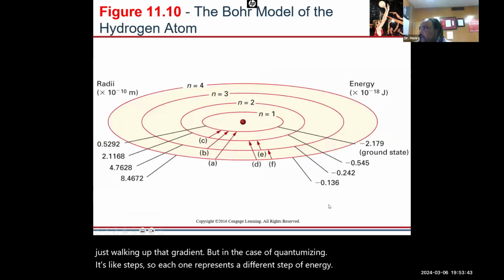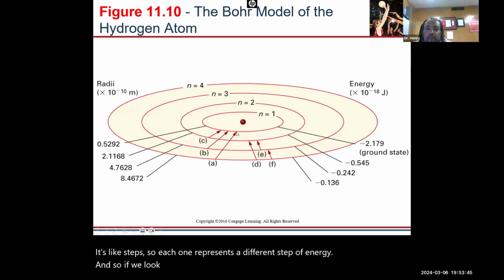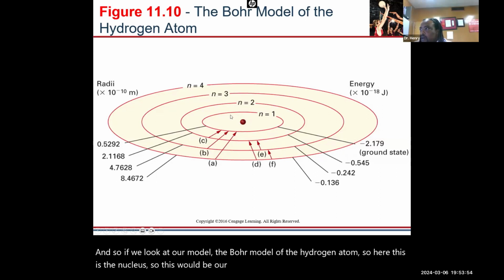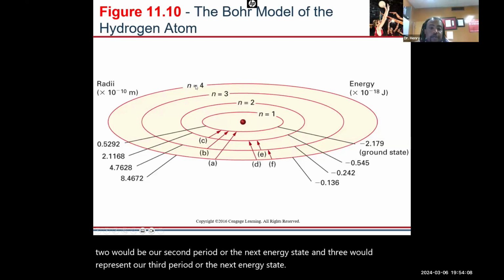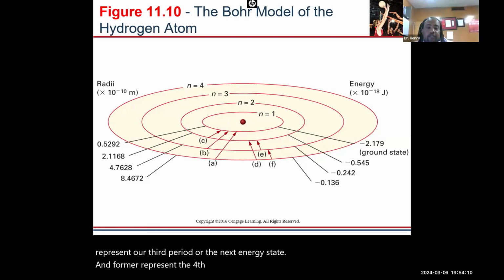So if we look at our model, the Bohr model of the hydrogen atom, so here, this is the nucleus. So this would be our ground state, our ground energy state. N2 would be our second period, or the next energy state. N3 would represent our third period, or the next energy state. N4 would represent the fourth period and the next energy state.